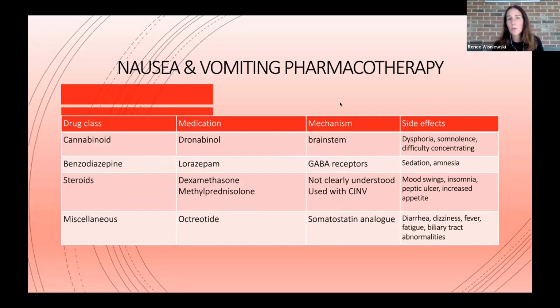In the United States, cannabinoids are starting to become legal for medical use. It is not federally legal, and each state has its own laws regarding use of medical marijuana. The cannabinoid that is federally regulated is dronabinol, so that's why it's listed here. Also, the benzodiazepine lorazepam we use often, and I'll speak about that medication a little later on. Steroids we use, and this list will be available to you.